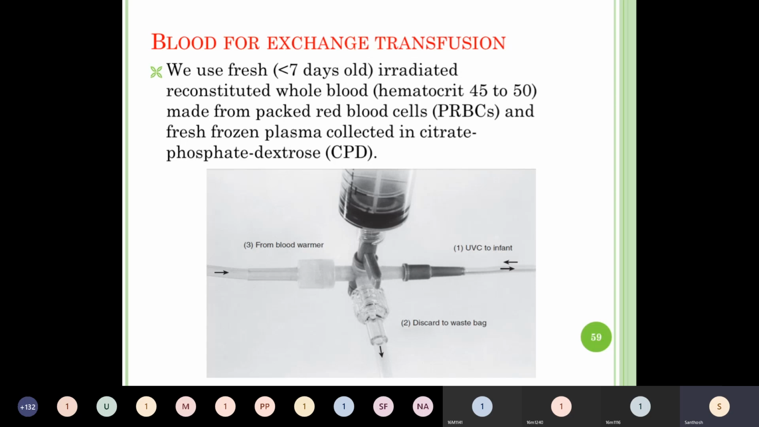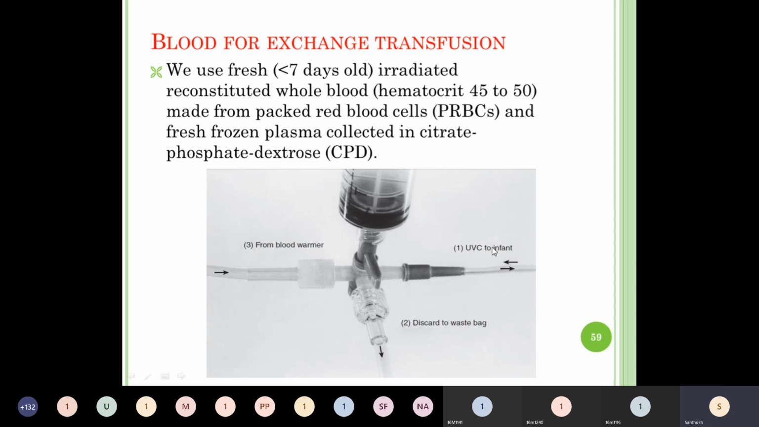So how do you do exchange transfusion? You take a three-way. Here you put the tube in the UVC, umbilical vein catheter, and this is from the blood bag. So you draw the blood from the blood bag and then push it into the baby through the UVC. You take small aliquots, like 5 ml initially, then later on you can increase to 10 ml.